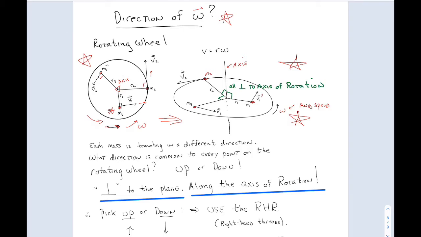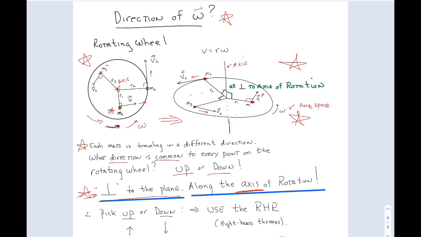So mass number 1 has a velocity in that direction, perpendicular to the direction it's going. Number 2 is headed in that direction. Number 3 is headed in that direction. So each mass is traveling in a totally different direction. If I drew 50 masses on this wheel, they're all headed in different directions. So what direction is common to every one of those 50 masses on the rotating wheel? Well, either up or down, meaning in a direction that's perpendicular. That symbol means perpendicular to the plane of rotation. The direction that's perpendicular to the plane of rotation, that's the axis of rotation.